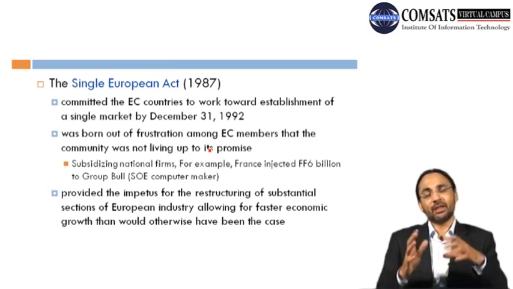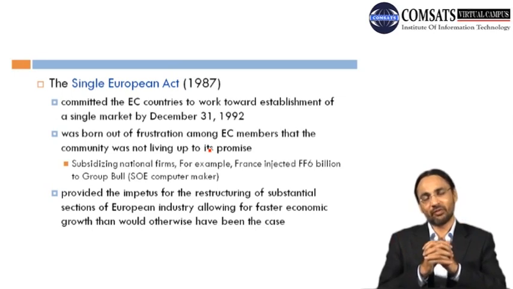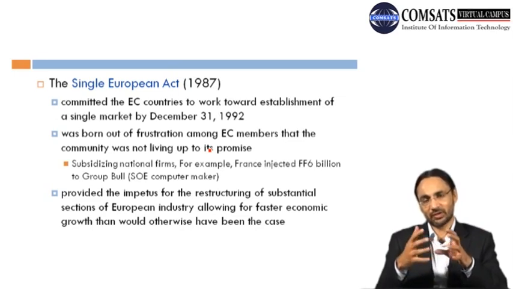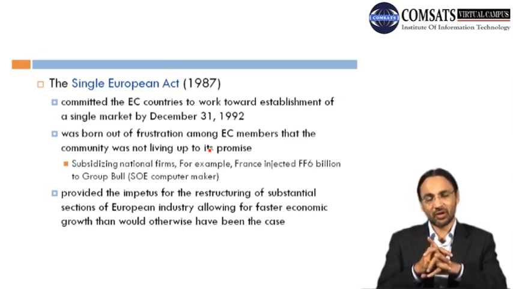And in the backdrop of this sort of failure, or this sort of frustration that countries were not doing enough to make this integration successful, they made a treaty, a Single European Act. They passed this act that by December 31st, 1992, they have to make some sort of agreement to make a single market.